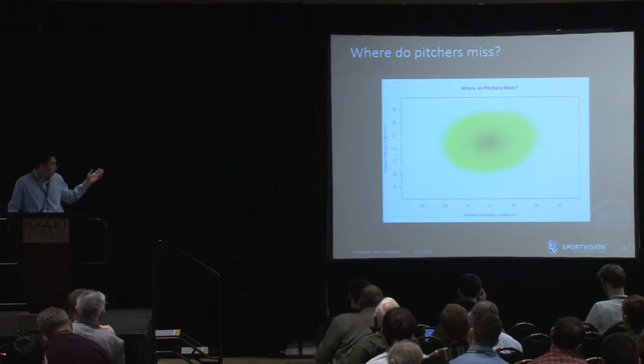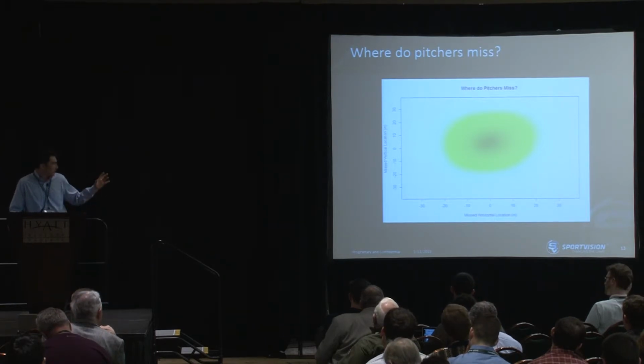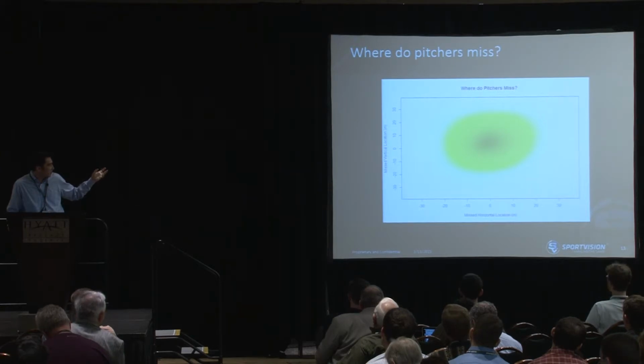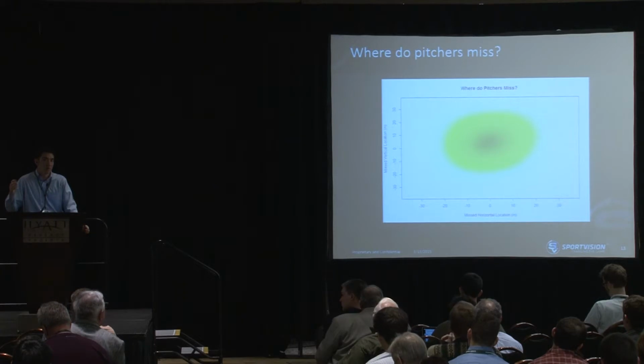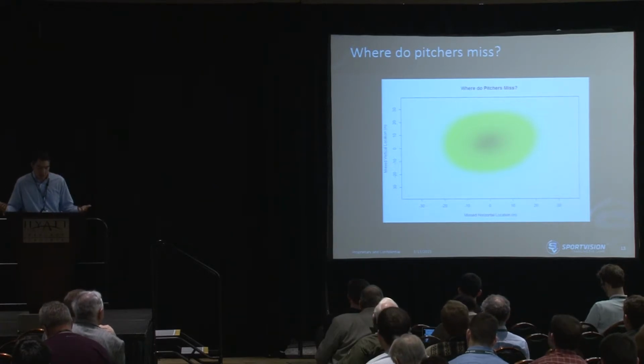So this one is just if you miss to the left, if you miss to the right, if you miss up or down. You'll notice that the dark blob is kind of centered a little bit, maybe about 5 or 10 inches. So they miss on average up more than they miss down. In terms of missing to the left or right, it's pretty even.